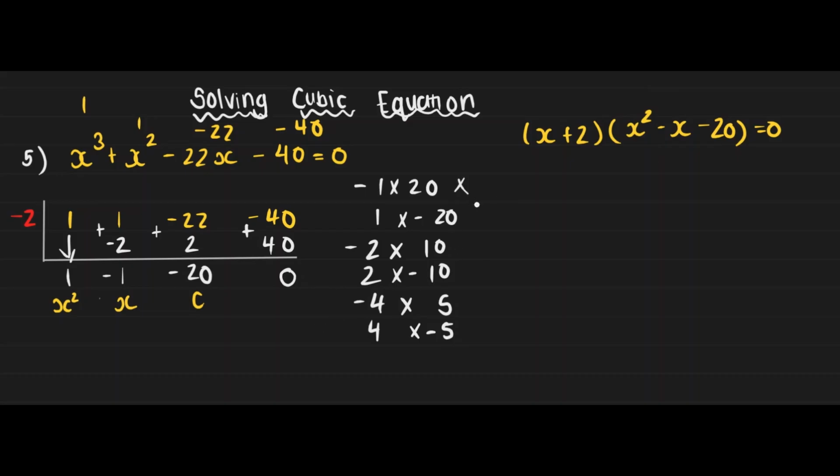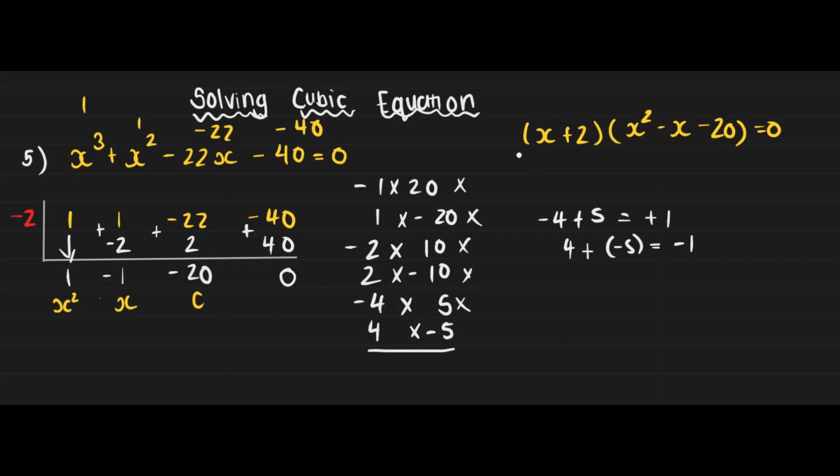So this one's not going to work when we add them together. This one 2, this one 2. Let's look at the last two. If we say negative 4 plus 5, what do we get? We get a positive 1. So this one doesn't work. But if we say positive 4 plus negative 5, what do we get? We get a negative 1. So this is going to be our factors.